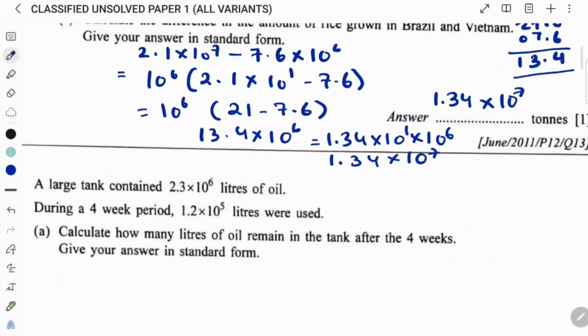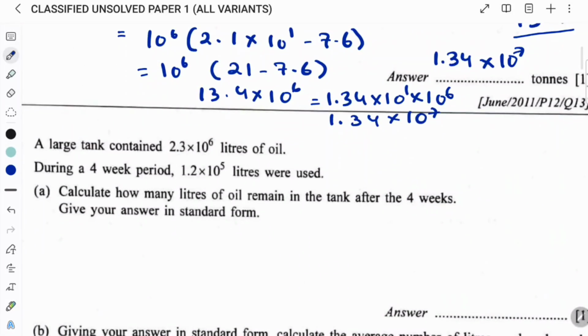Okay, next question. Alright, a large tank has 2.3 into 10 to the power 6 liters of oil. During the 4-week period, 1.2 into 10 to the power 5 liters were used. Calculate how many liters of oil remain in the tank after 4 weeks. Give your answer in standard form. Okay, 2.3 into 10 to the power 6 minus 1.2 into 10 to the power 5. It's used now, so we are going to subtract it to get how much oil is remaining.